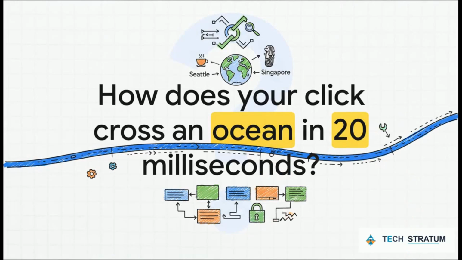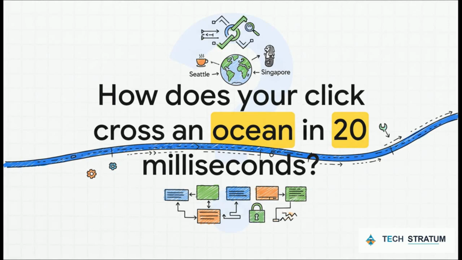So let's just start with this question. How is it possible that your click can cross an entire ocean in, say, 20 milliseconds? I mean, think about it. You hit enter on a web page, maybe you're in Seattle, and a server halfway across the world in Singapore responds to your laptop in a snap. What is actually going on in that tiny sliver of time?